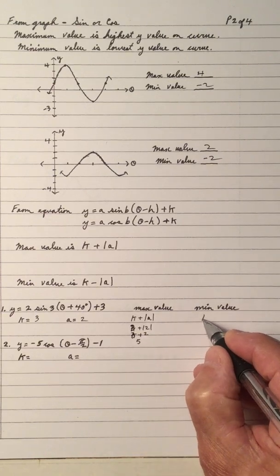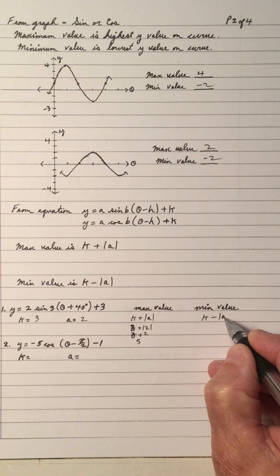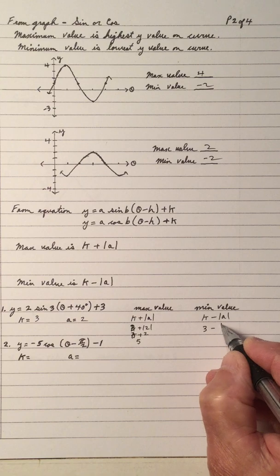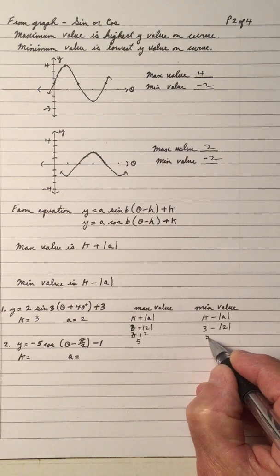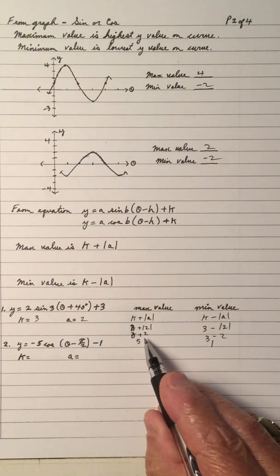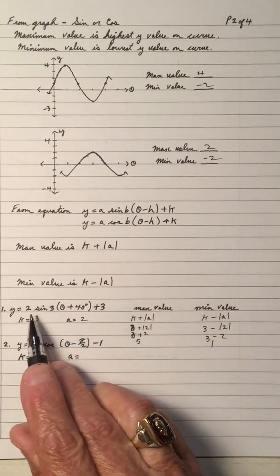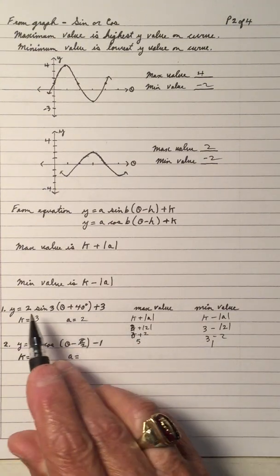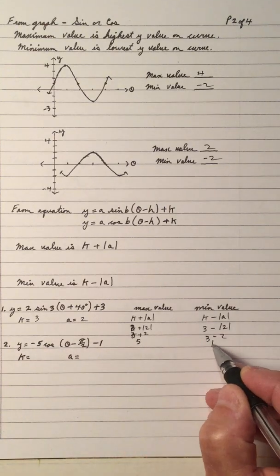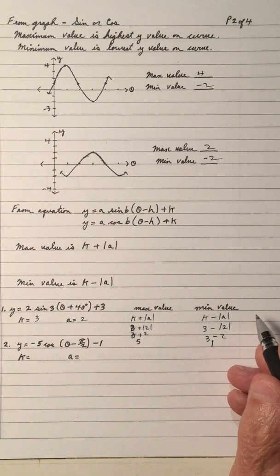And the minimum value is k minus the absolute value of a. K is 3 minus the absolute value of 2, which is 2, so 1. So the maximum value is 3 plus the 2 and the minimum is 3 minus the 2. So 5 is the maximum and 1 is the minimum.